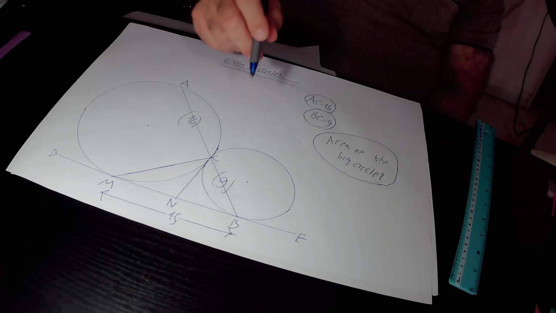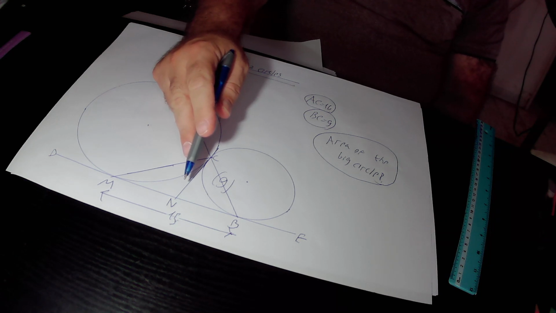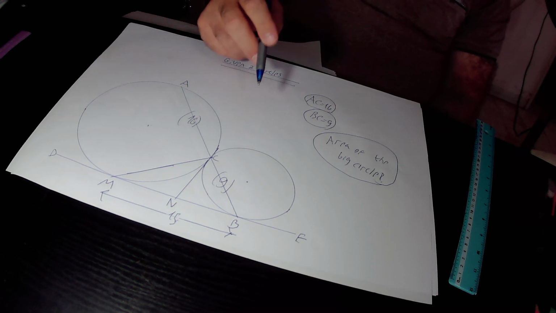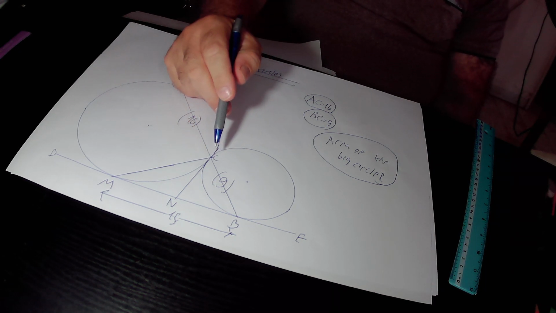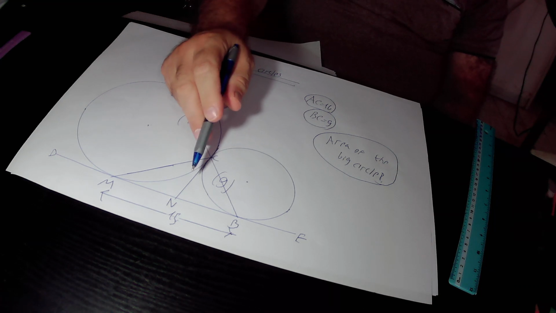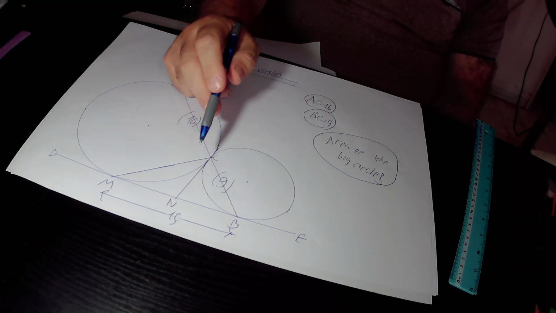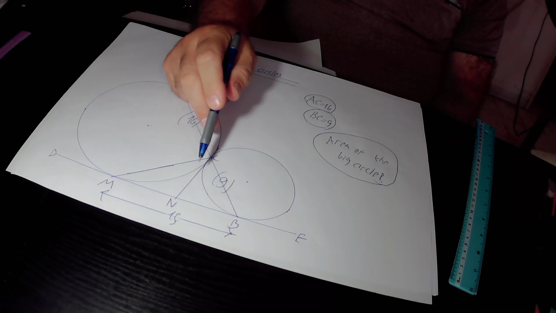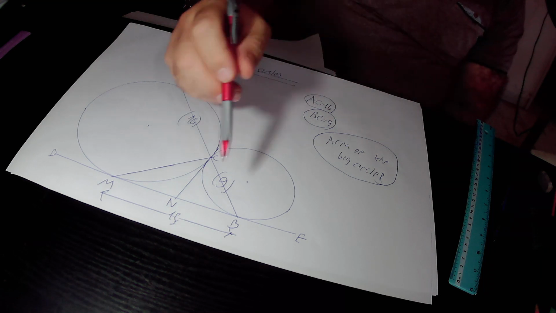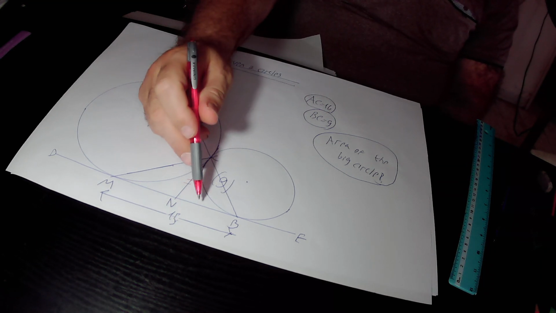And we will focus on this common external point, point N. From this common external point, point N, we have two tangents to this small circle, tangent NC and tangent NB. And according to rule 2, they are equal to each other. That is to say, the length of tangent NC is equal to the length of tangent NB.